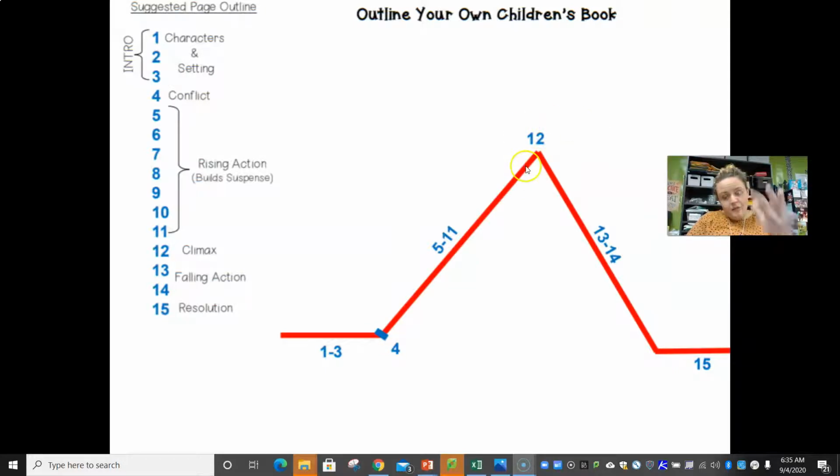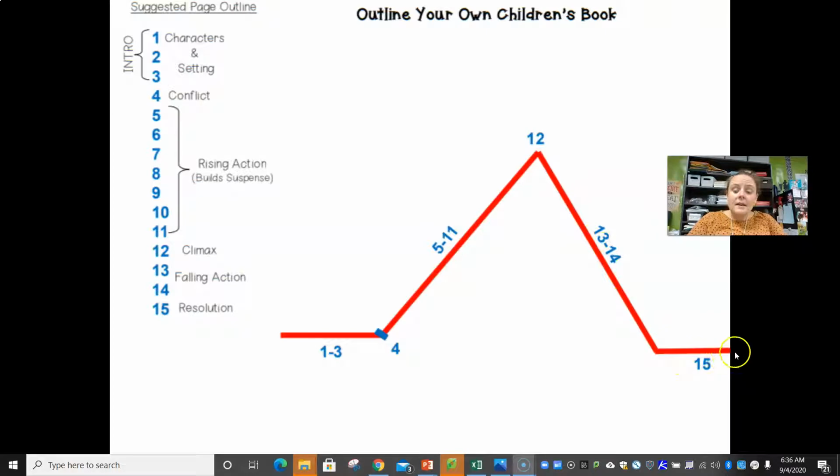About page 12 is where your climax is going to happen, your really exciting moment where you don't know if the problem's going to be solved or not, right? And then down here on the following action, pages 13 through 14, your story will be resolved. There will be a solution to your climax and things will go back to the way before the problem started.